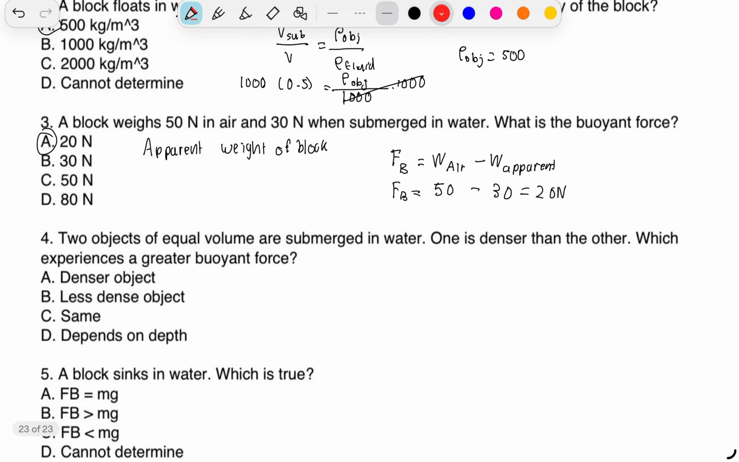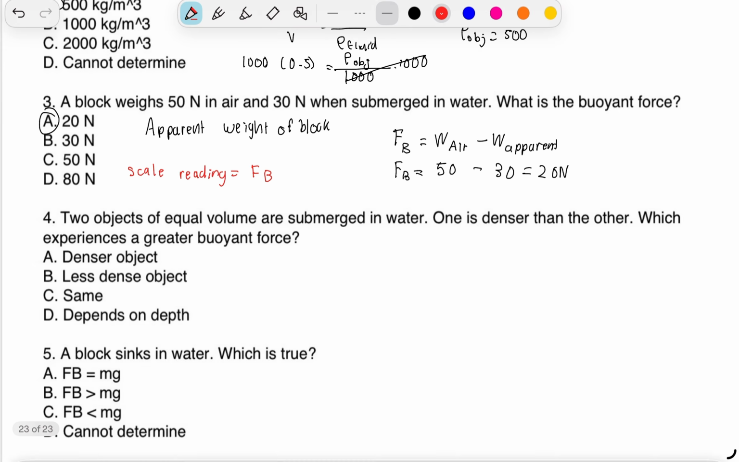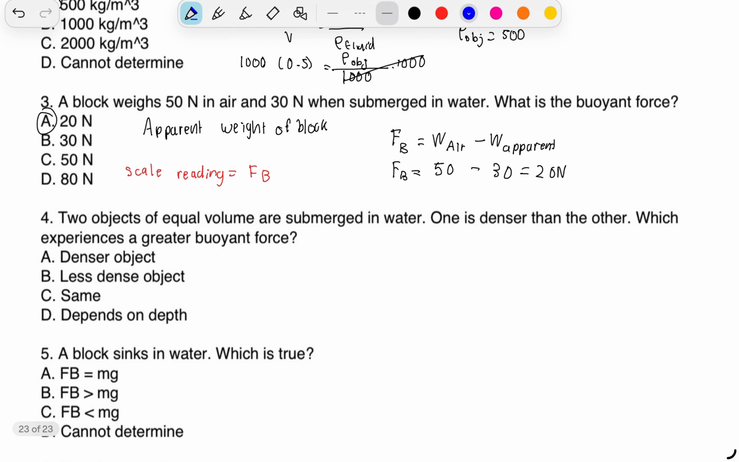A common error would be reading your scale reading as your FB. That's not right, because your scale reading is actually your tension, not your buoyant force. Your buoyant force you have to calculate.